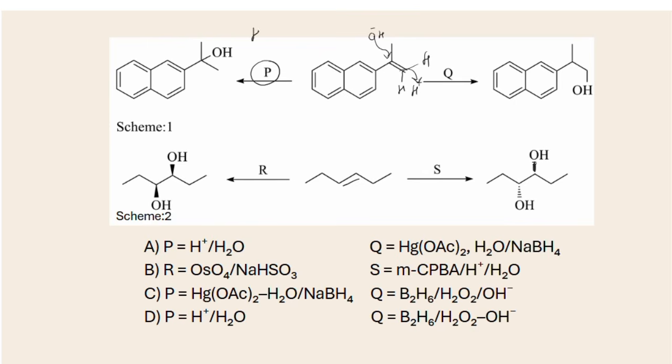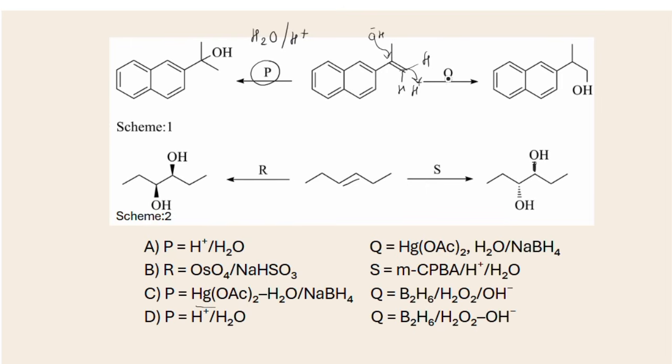For this, you can simply use water in acidic medium. We can even use mercury acetate. So it's not going to make any difference. Generally, we use mercury acetate when you don't want any rearrangement in the reaction. However, if we use it here, it's not going to make any difference. So we can use either this or the mercury acetate followed by the hydrolysis. Therefore, P could be either water in acidic medium or mercury acetate. It could be either A, C or D. Not so helpful. Let's check for Q.